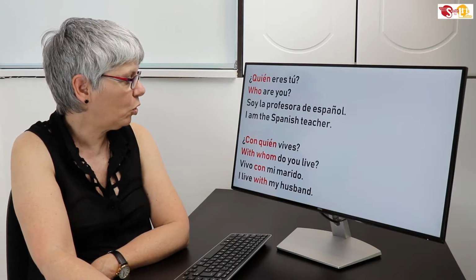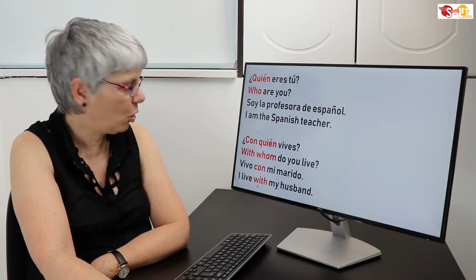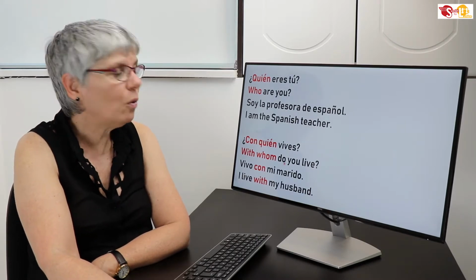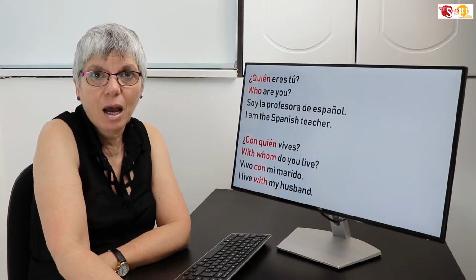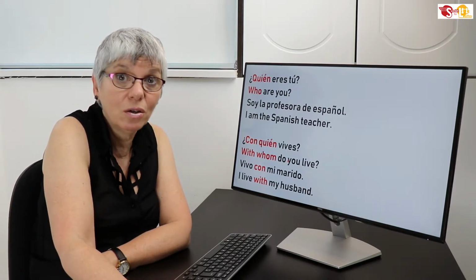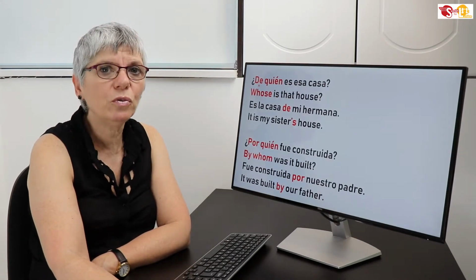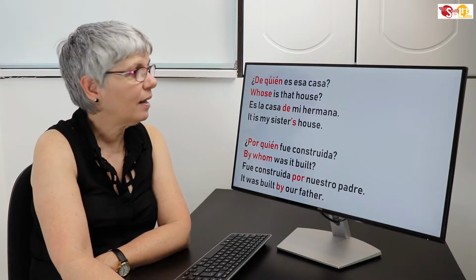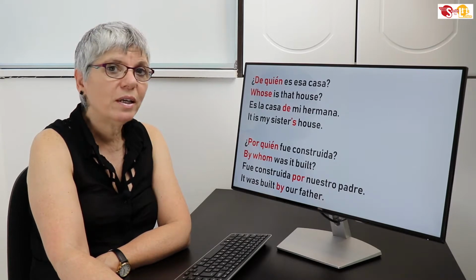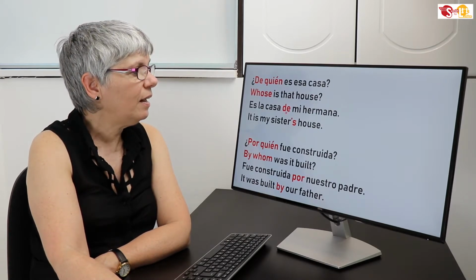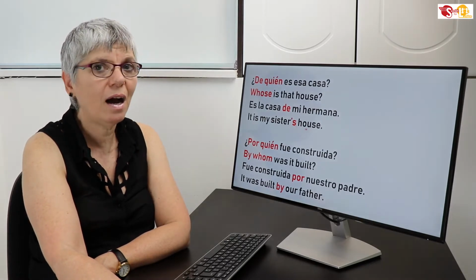Notice that if I put con in the question, I put con in the answer. So, con quién vas al cine? With whom do you go to the cinema? I go with my friend. Voy con mi amiga. Okay, now, if I ask you whose, ¿de quién es esa casa? So, whose is that house? Again, I put de in the question and I put de in the answer. Es la casa de mi hermana, meaning it is my sister's house.